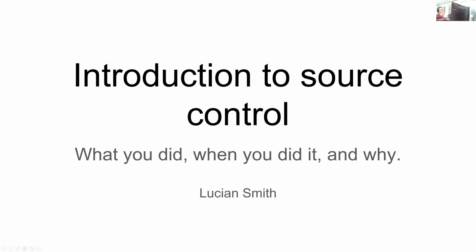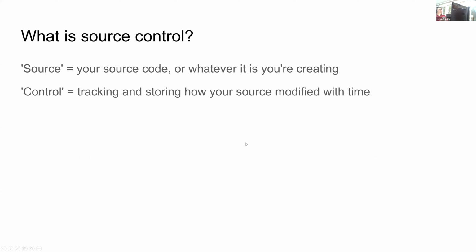So a very basic introduction to source control. Source control is what you did, when you did it, and why you did it. The source in source control is your source code, but in general, it's whatever it is that you're creating. You could be creating a program, a document, pictures, whatever it is. If you want to control or track and store how that modified with time, then you can use some sort of source control system.